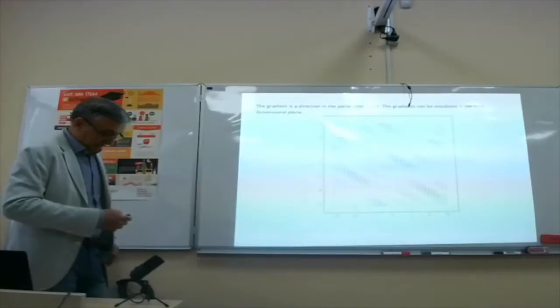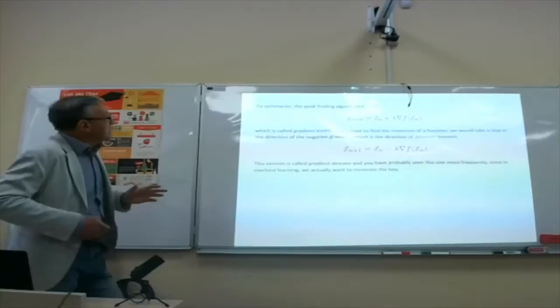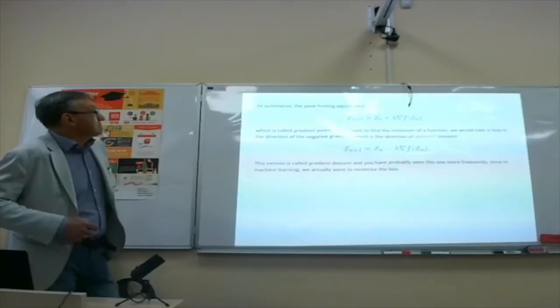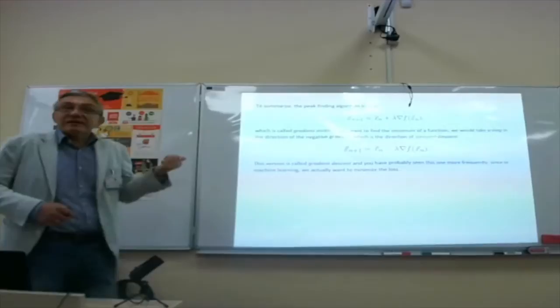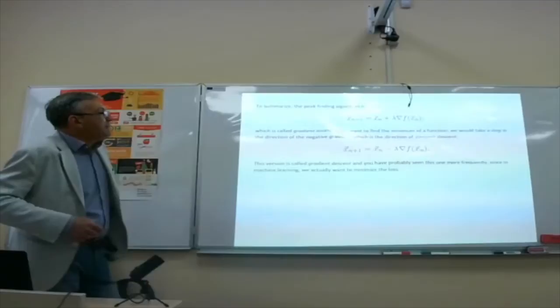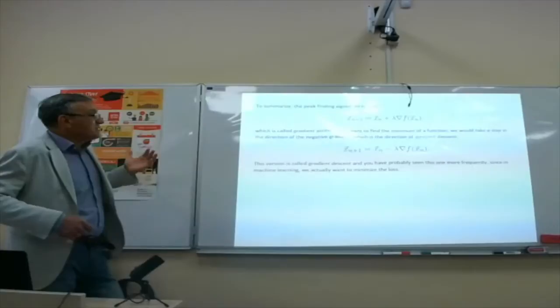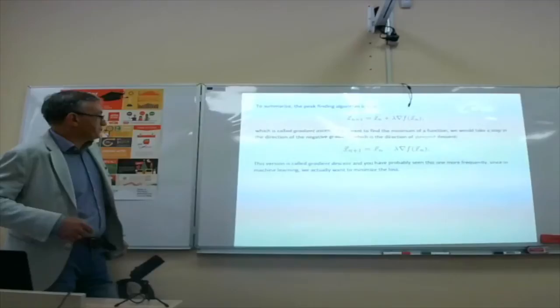To summarize, the peak finding algorithm for multidimensional functions is defined by this recurrent formula, which is called gradient ascent, because each next point leads to a value of the function which is greater than the previous. And if we would like to solve a minimization problem, we should just consider the opposite direction. The orientation of the anti-gradient is opposite to increasing, so it gives maximal decreasing in the point. This is gradient descent.